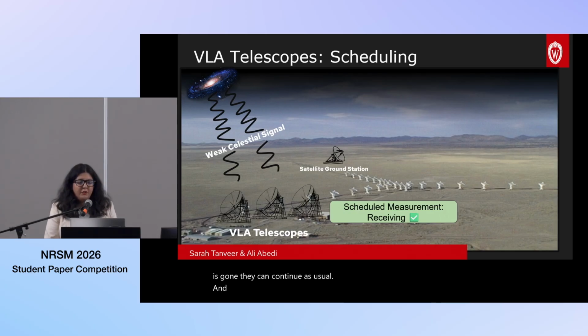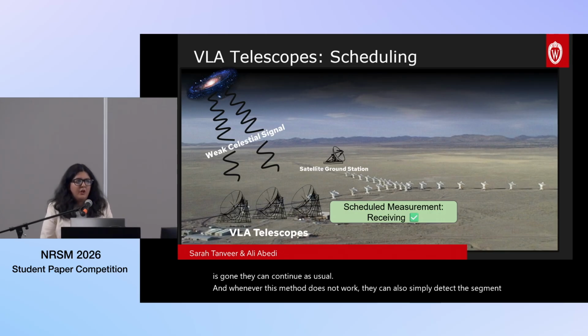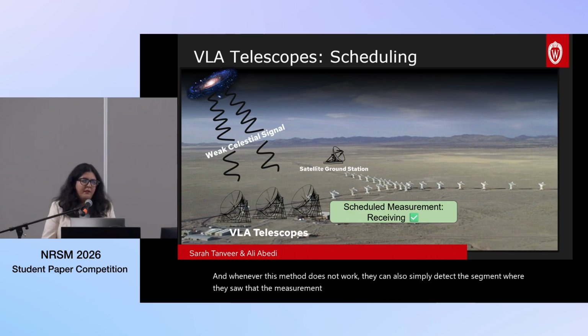Whenever this method does not work, they can also simply detect the segment where they saw that the measurement was interfered with and perhaps discard it.